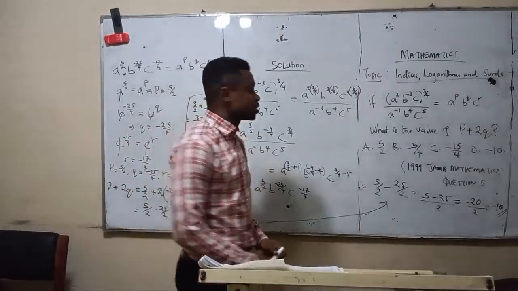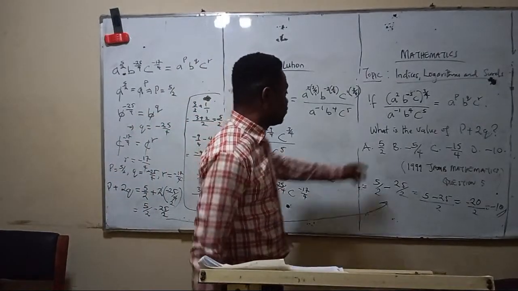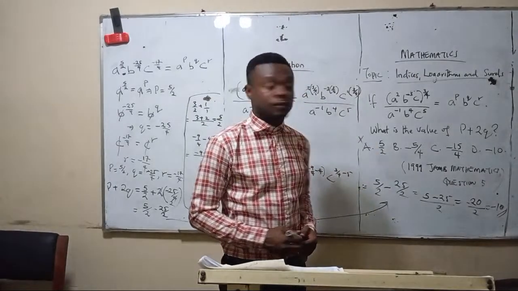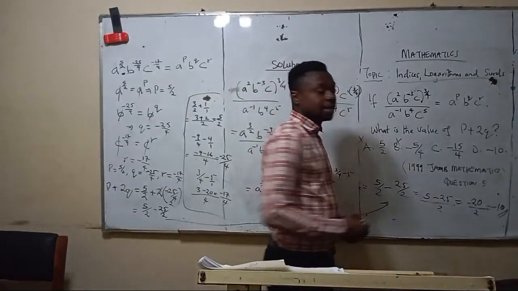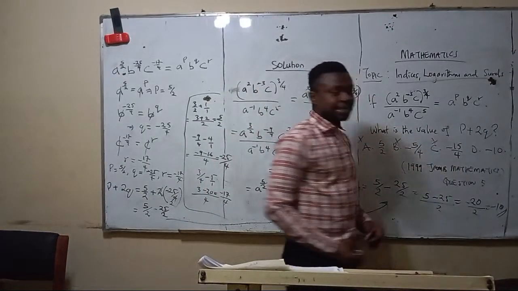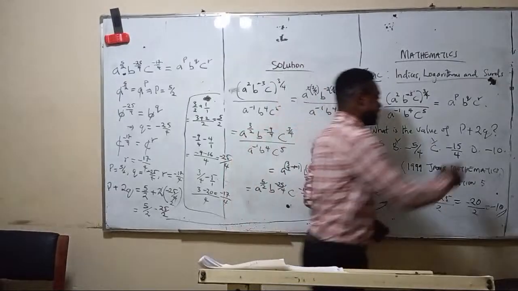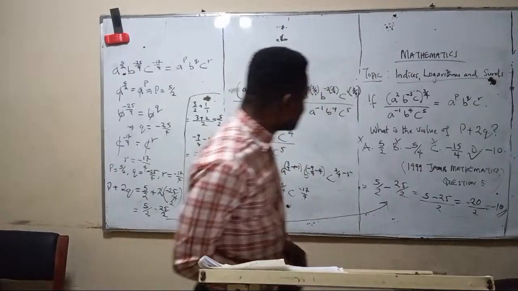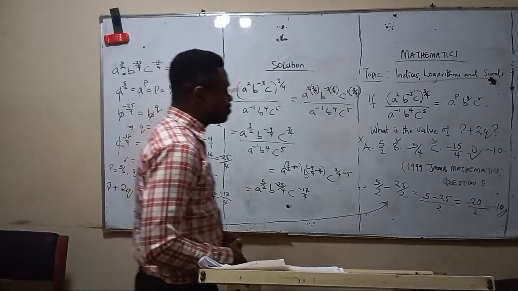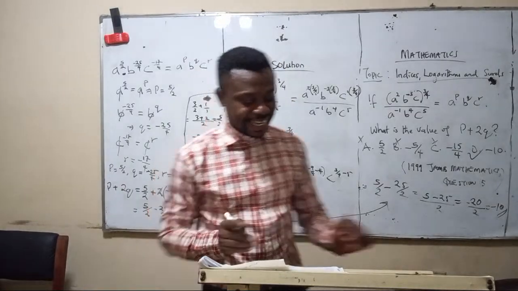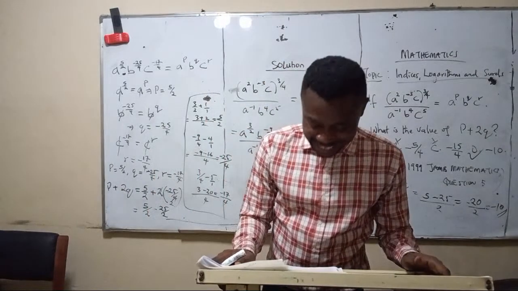Let's look at the options. Option A says 5 over 2, not the answer. B says minus 5 over 4, not the answer. C says minus 15 over 4, not the answer. D says minus 10. D is the answer. So the answer to 1999 JAM Mathematics question 5 is minus 10.